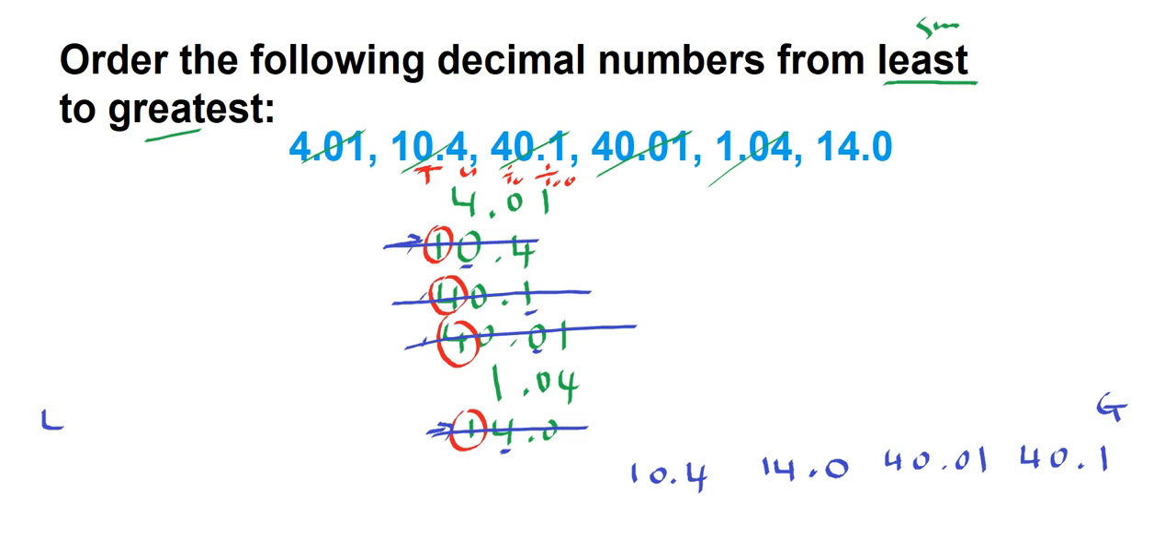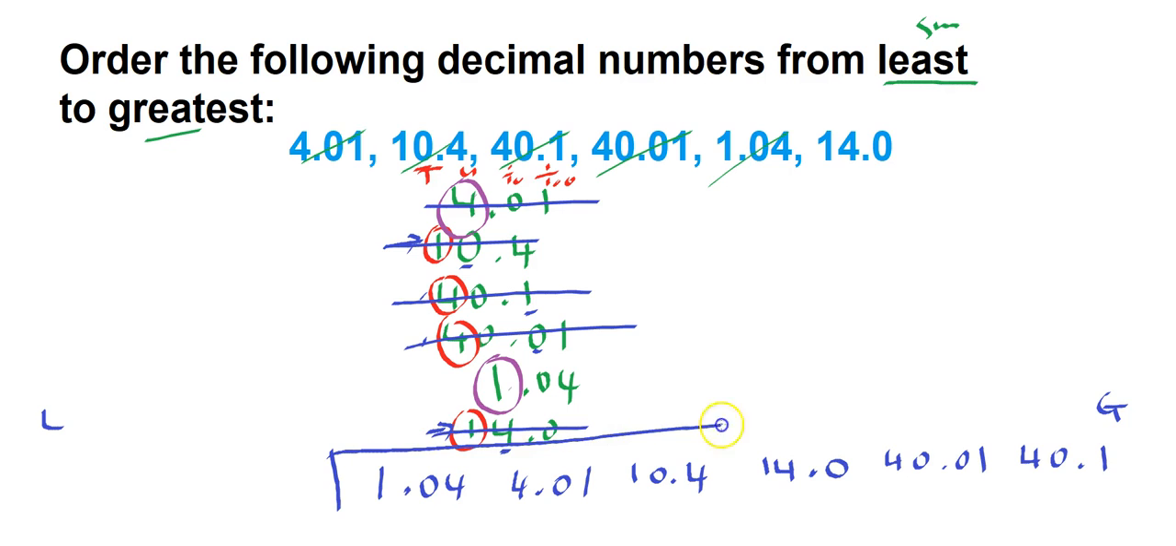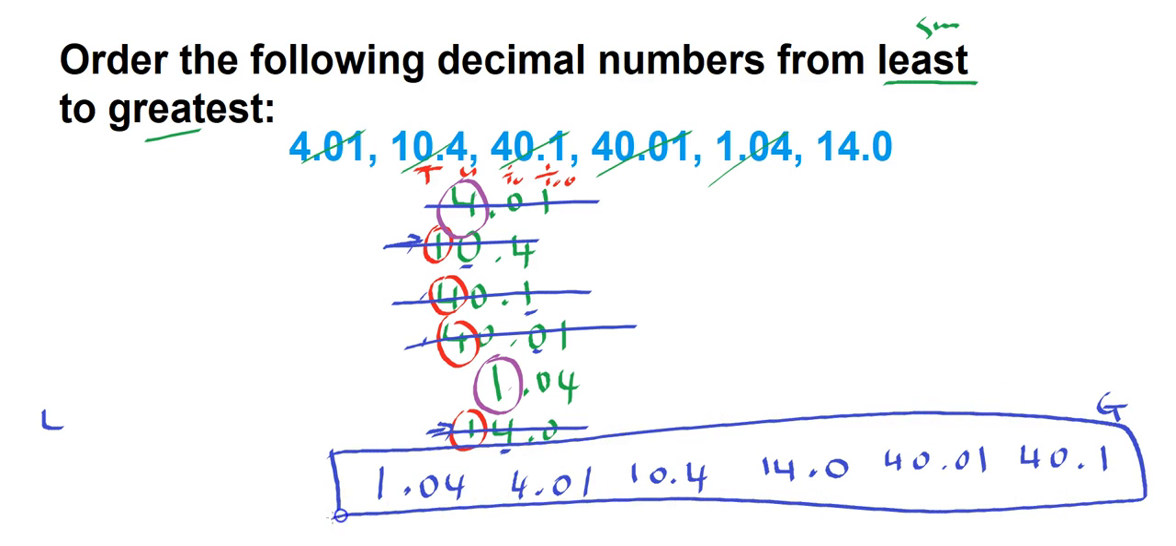And we're left at this point with 4.01 and 1.04. So if we go to the units, the place value they share, for this one here, 4.01, it's bigger than 1. 4 is bigger than 1, so 4.01 would be next. And the smallest number is 1.04. So the order is this, from least to greatest.